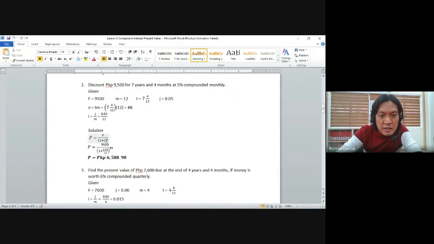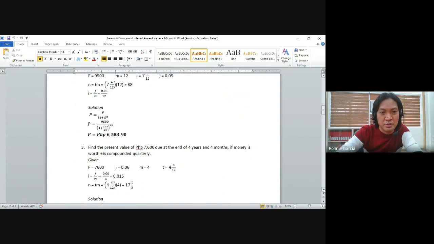So please try solving this and you must get 6,588 pesos and 90 centavos as your answer. Therefore, the present value of 9,500 pesos that was invested for 7 years and 4 months at 5% compounded monthly is 6,588 pesos and 90 centavos. So I hope that's clear with you.